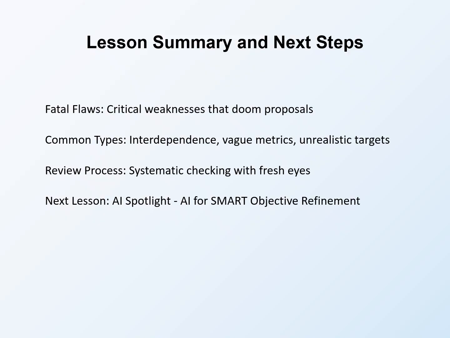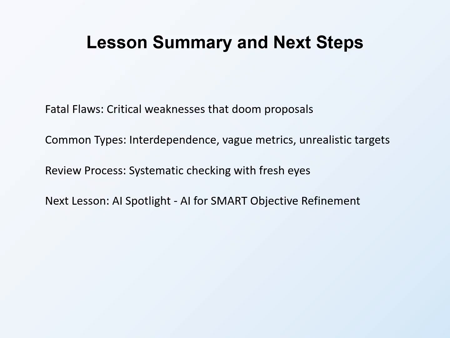Let us summarize the key points from this lesson. Fatal flaws are critical weaknesses that can doom proposals regardless of other strengths. They represent fundamental problems, not mere imperfections. Common types include interdependent aims, vague metrics, unrealistic targets, logic model disconnects, and scope or timeline mismatches. Know what to look for.